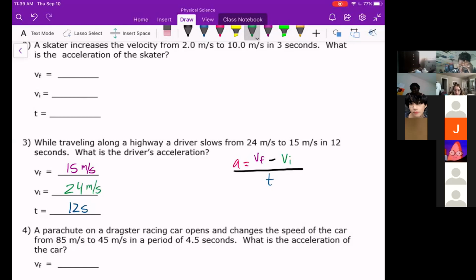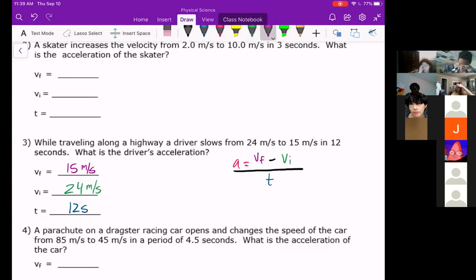Now let's think about this, okay? Even before I plug it in, it said that the driver slowed down. So is that a positive or a negative acceleration? Negative. So your answer should be a negative number. So don't put them in backwards, okay? So now let's go ahead and plug them in.